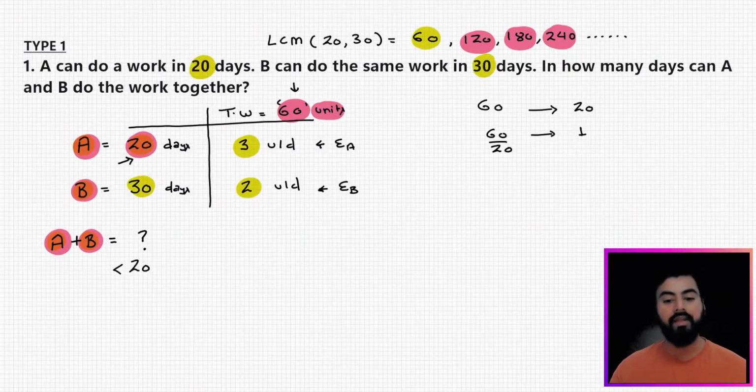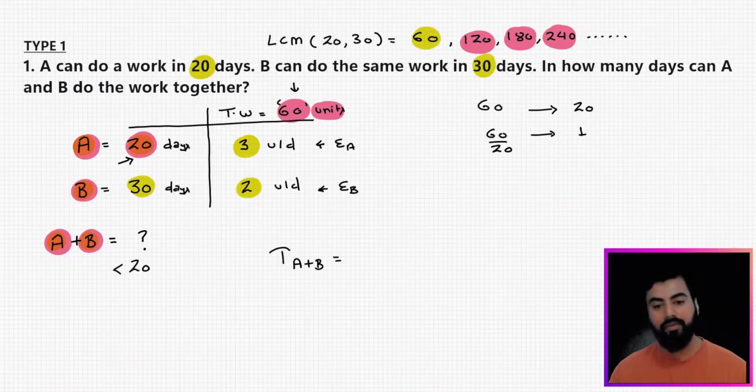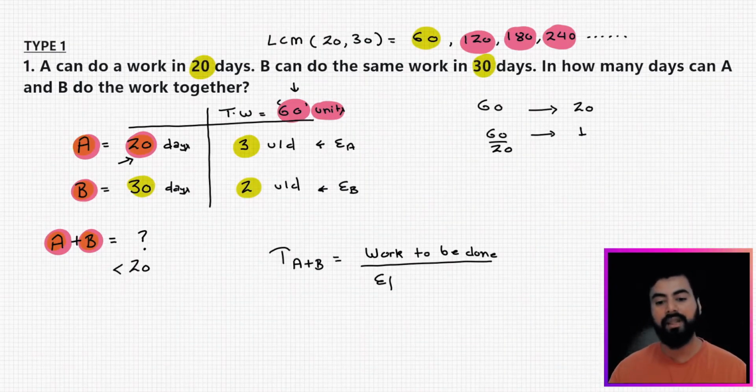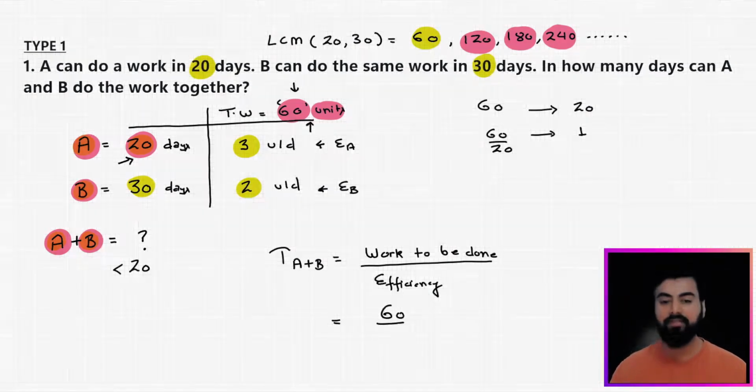What question? In how many days the same work will be done by A and B together? So I want to find out the value of time. And whenever you are asked to find out the value of time, all you need to do is in numerator, you would be writing the value of work to be done. In denominator, write down the efficiency. Let's use this formula. Work to be done is same, 60 units.